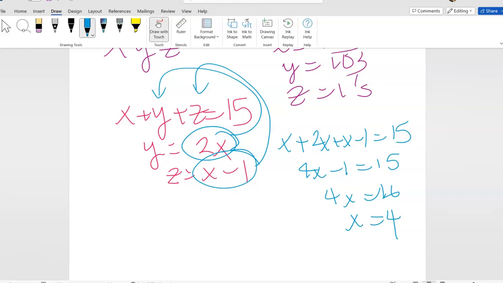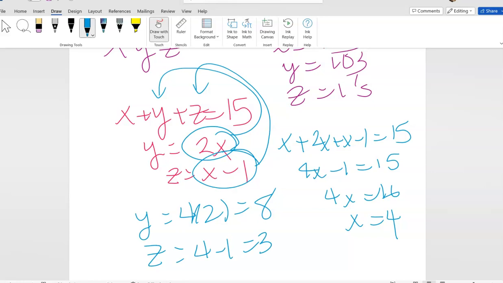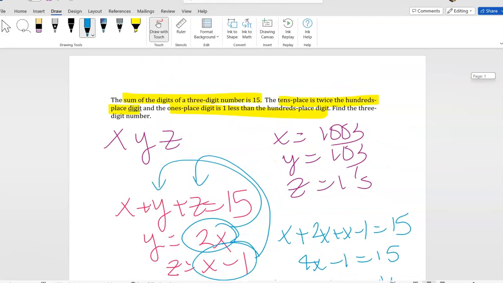Now I need to start going back. Y then is 4 times 2, or 8, and Z is 4 minus 1 equals 3. So looking at my variables, I have 483. This is my three-digit number. We can go back and check: if I add these up, I get 15. So that works. The tens place is twice the hundreds, and the ones place is 1 less.